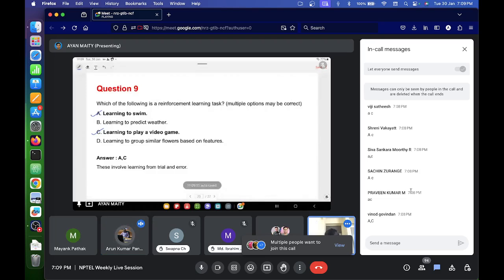Learning to play a video game, this is a sequential task. So you will interact with the video game environment, and you will take different actions, and you will get rewards. So based on this trial and error, the agent would learn. And finally, learning to group similar flowers. So grouping is an unsupervised learning task, so this is not a reinforcement learning task. So A and C are the two correct answers here.